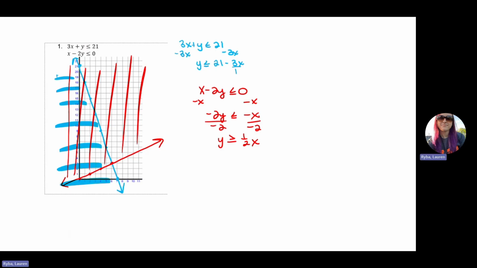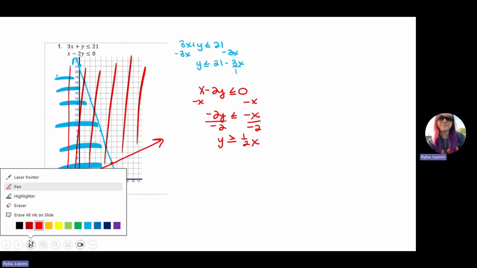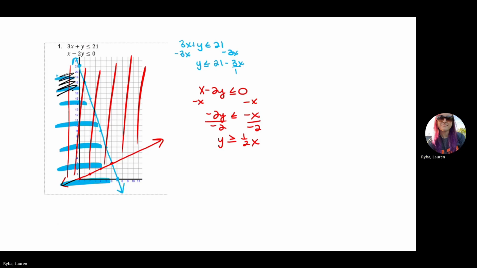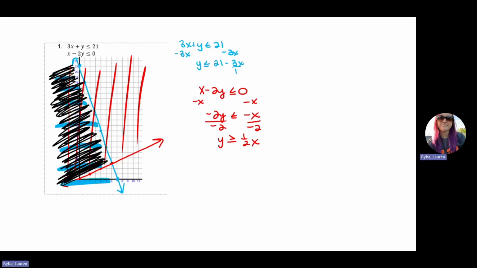Now, I purposely do horizontal and vertical so you can see where they cross. And that is where I'm going to do my final shading, which is over here. So this is the final shaded solution area. Everything else, like I said, is lightly shaded just to show, hey, this is my work along the way. The darkest shade should be your final result when you're done.